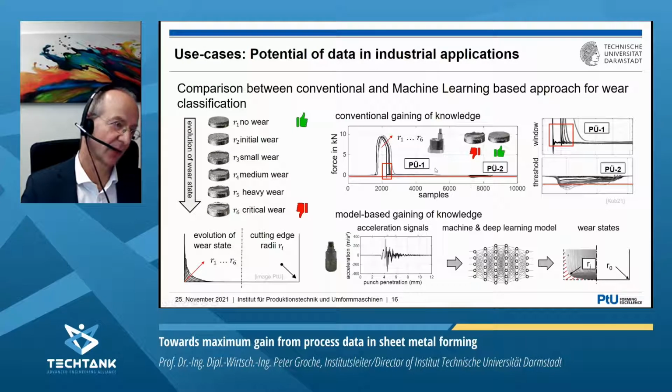And this data can, of course, be force data. But force measurements in a production line are quite expensive. So it is also necessary to think about alternatives. One alternative could be to use acceleration signals, because such drastic force decreases come along with high accelerations. So we use such acceleration signals in a machine or deep learning model and try to identify the wear states of our tools.